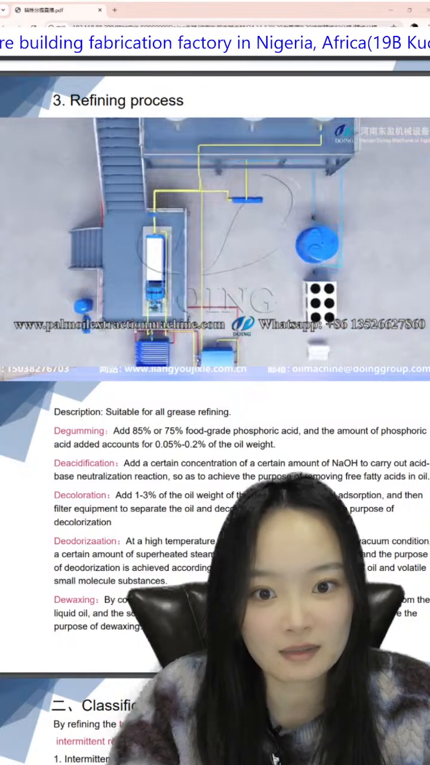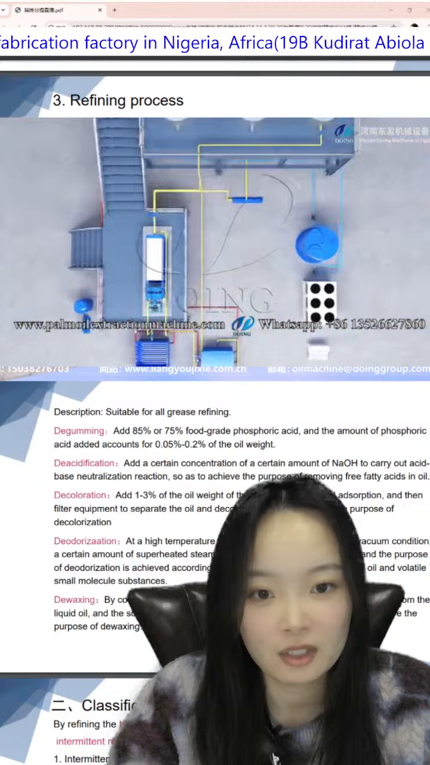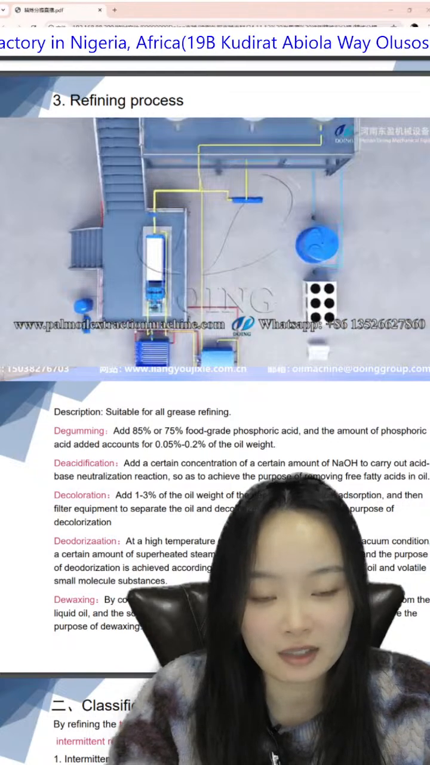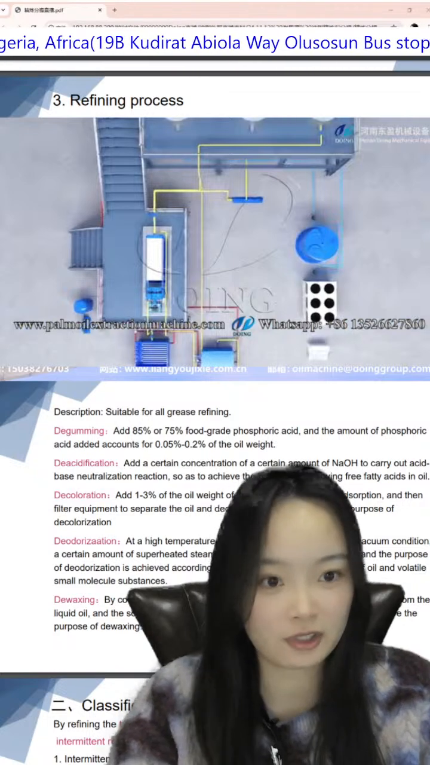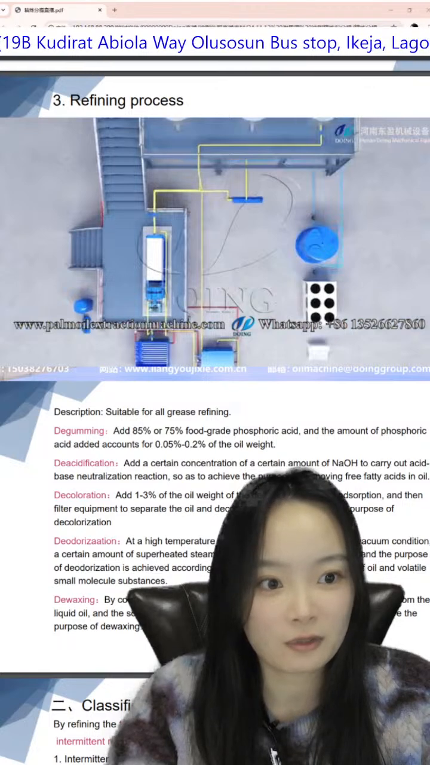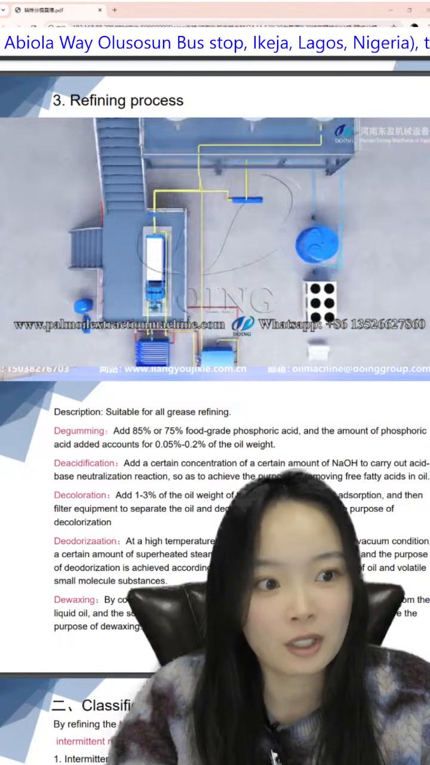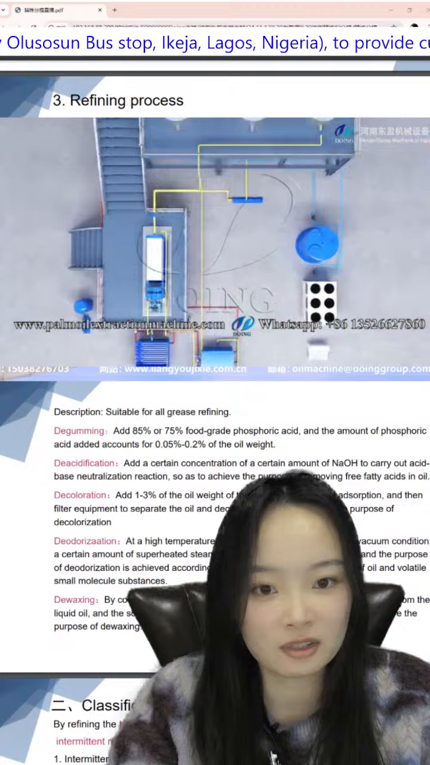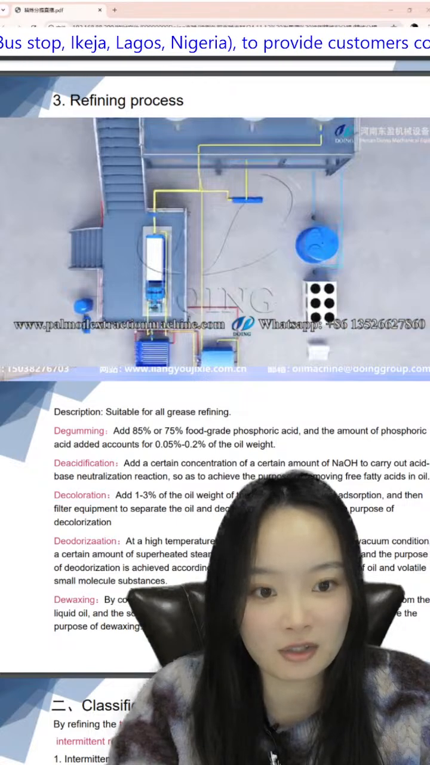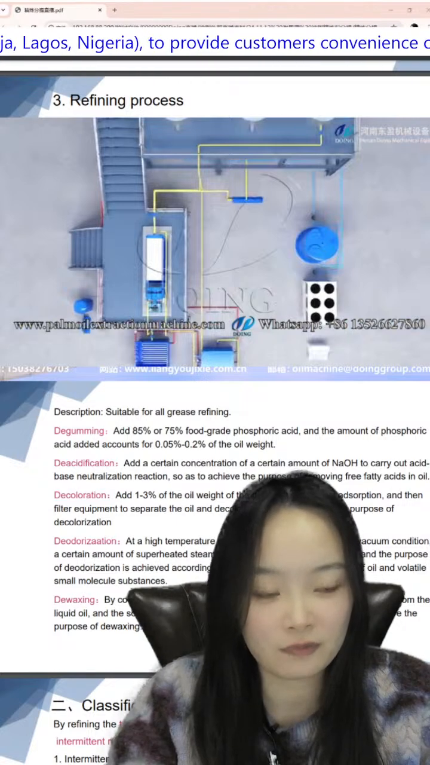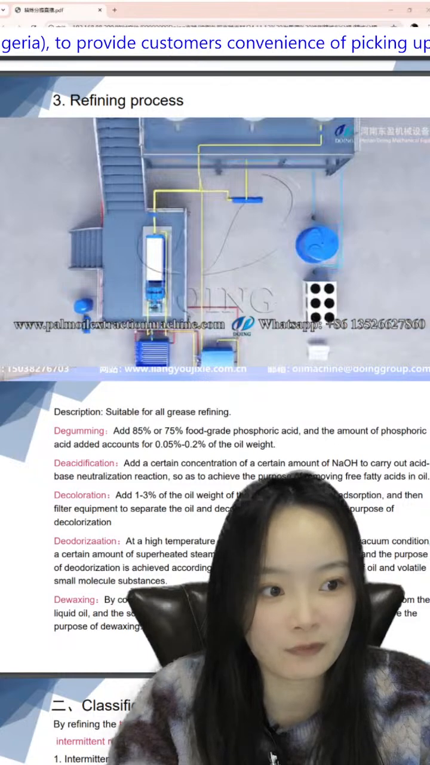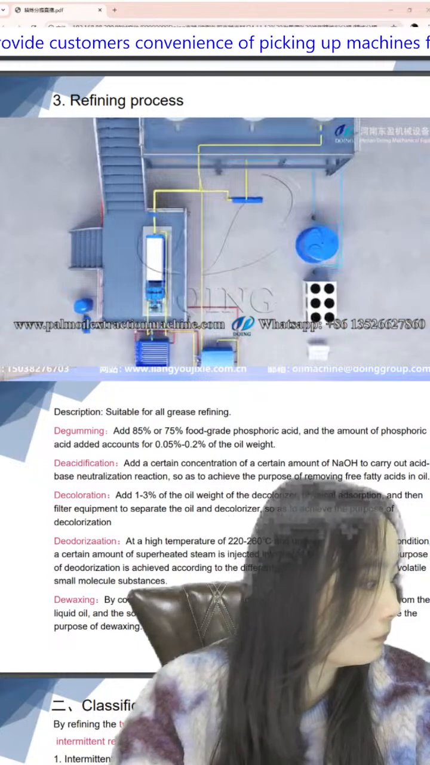And then is the deacidification. In the deacidification, we will add a certain amount of NaOH of a certain concentration to carry out an acid-base neutralization reaction, so as to achieve the purpose of removing free fatty acids in the oil.